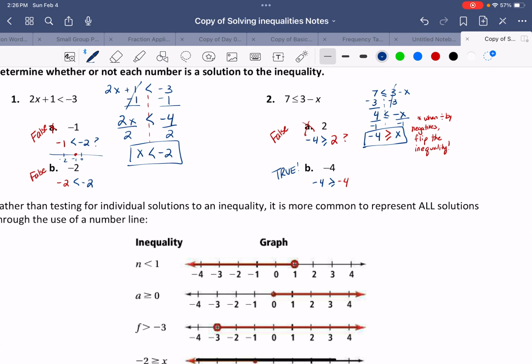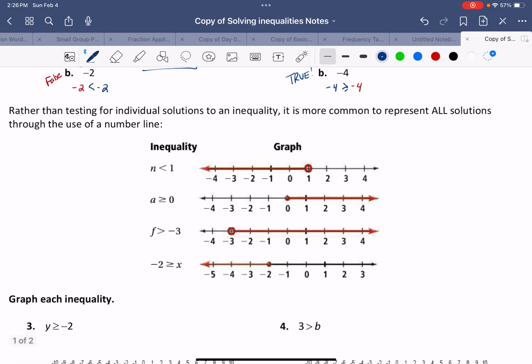Okay. So now how do we graph this? How do we represent this and look at the solutions on a number line? So rather than testing for individual solutions, so does 5 work? Does 100 work? Does 2.5 work? It's more common to represent all the possible solutions using a number line.